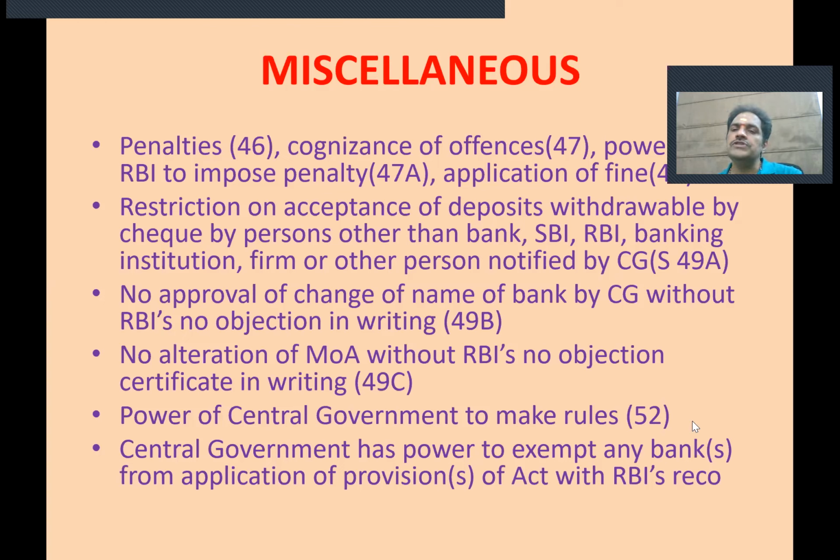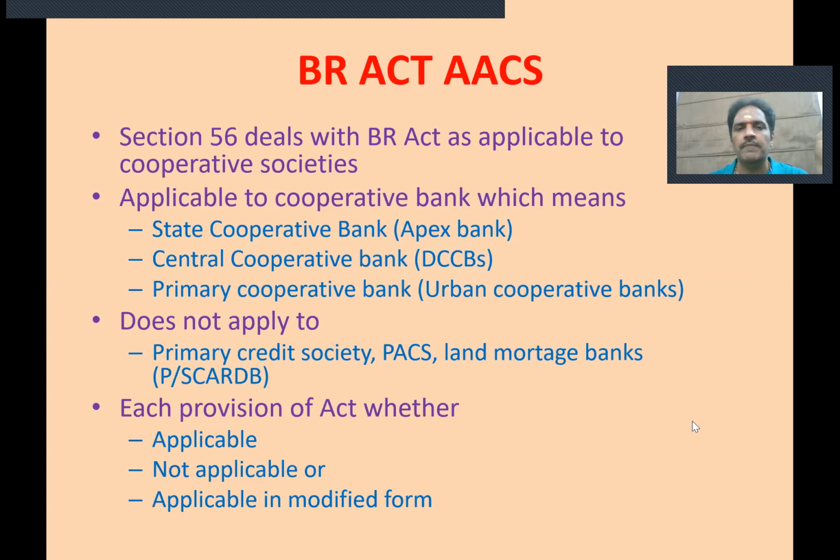Then no change of name can be permitted by central government without RBI's no objection. Similarly, no alteration of memorandum of association of a bank can be done without a no objection certificate in writing from RBI. Then power of central government to make rules. Then central government has the power to exempt a bank or banks from certain provisions of the Act, subject to approval of recommendation of Reserve Bank of India.